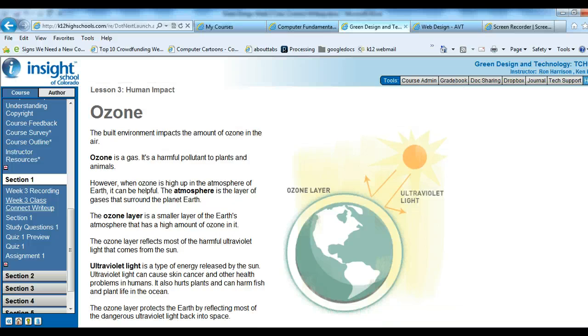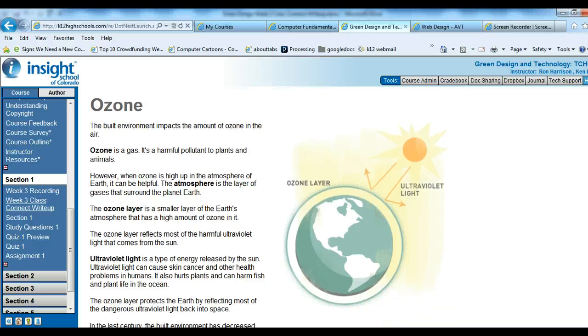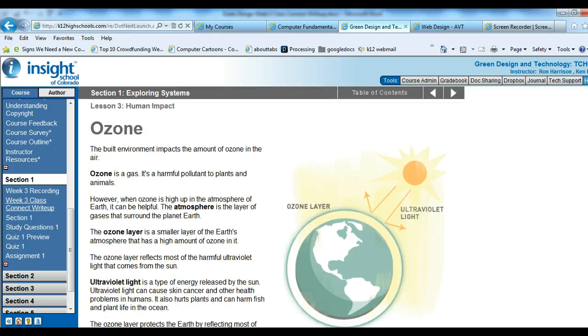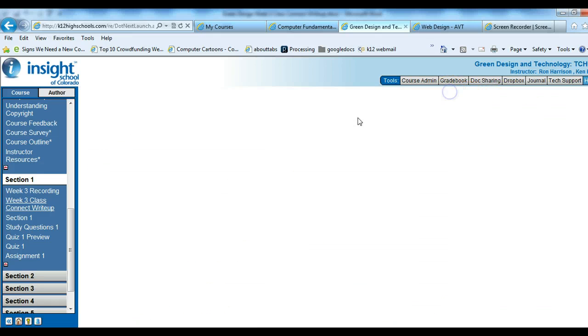Ozone. Now, ozone is a gas. We have naturally occurring ozone. You can see how we have this layer of ozone, high up in our atmosphere. And what ozone does is it stops ultraviolet light from penetrating onto Earth. And ultraviolet light, of course, as this says, can cause skin cancer. So as we deplete the ozone layer, then more of that ultraviolet light can get to the Earth's surface that can affect people.